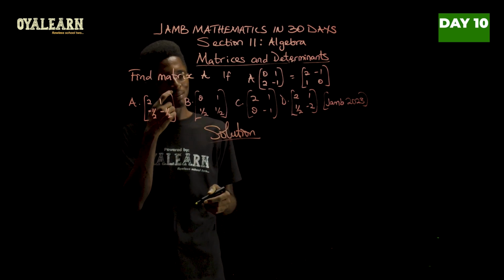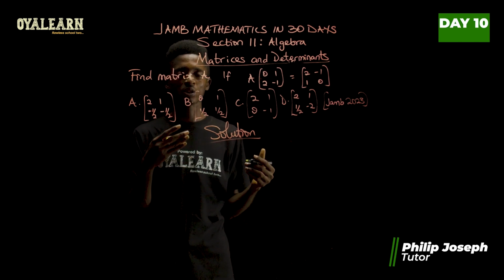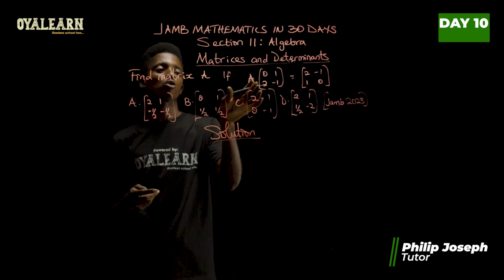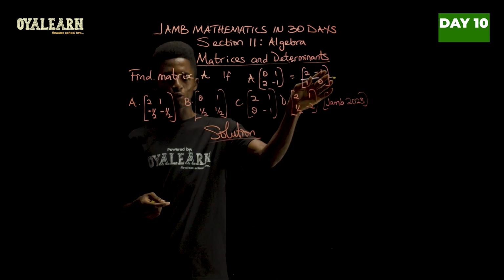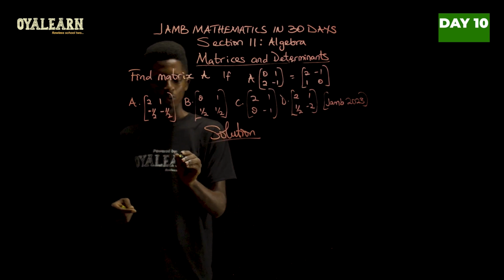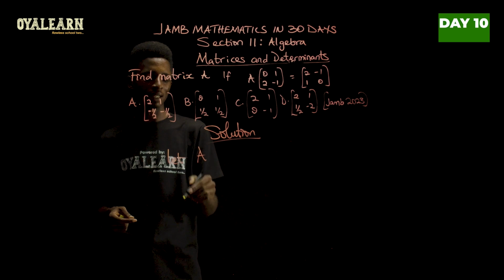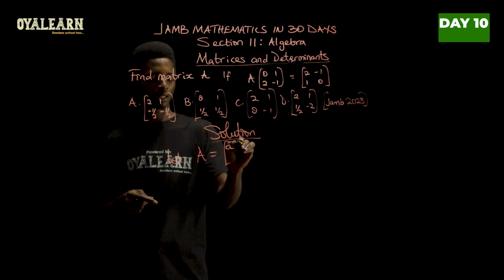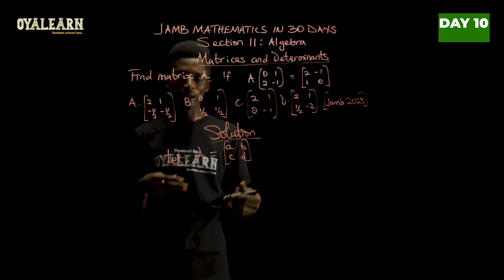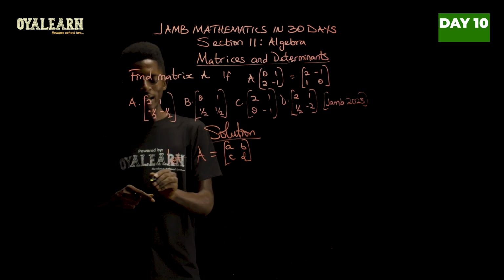Now, since we do not know the elements of matrix A, we're going to assign letters to replace the positions of those elements. But one thing we know for sure is it's going to be a 2 by 2 matrix, because only a 2 by 2 matrix will multiply by another 2 by 2 matrix to produce a 2 by 2 matrix like this. So we say let matrix A. Now take note, matrices are written with capital letters, but the elements are written in small letters. So let matrix A be a, b, c, d. You can make yours x, y, w, x, y, z, any letter you want. It works.